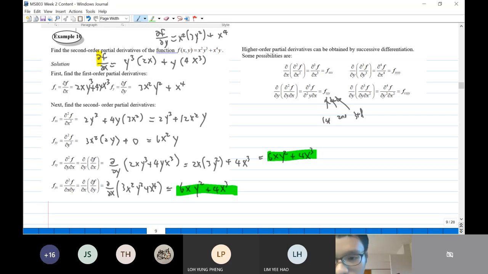So if you do that, you don't must follow the order, okay? It means that you don't need to differentiate x first. You can differentiate y first, then x and y, okay? And many possible ways to actually get the same answer.